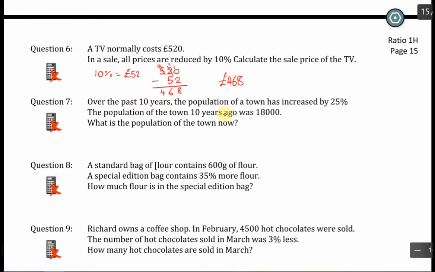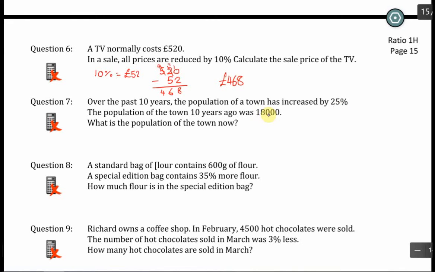Over the past 10 years, the population of a town has increased by 25%. The population of the town 10 years ago was 18,000. What is it now? So it wants us to increase this number by 25%. Could use nice easy chunks like 10%, but 25% itself is a nice easy chunk. That's a quarter. So I just need to find a quarter of this and then add it back on.